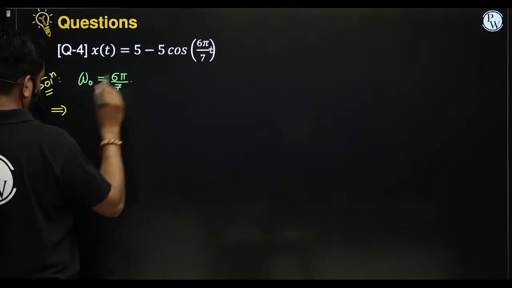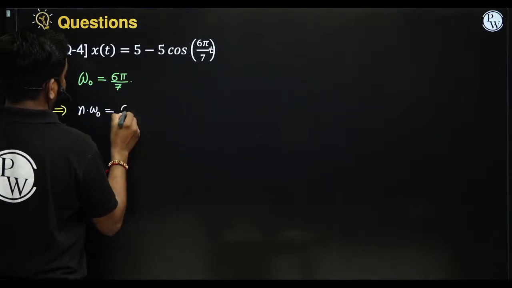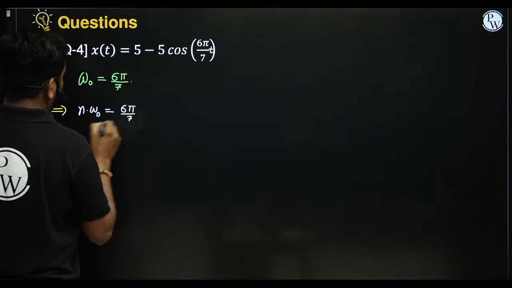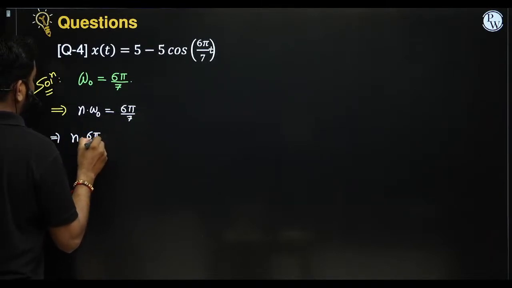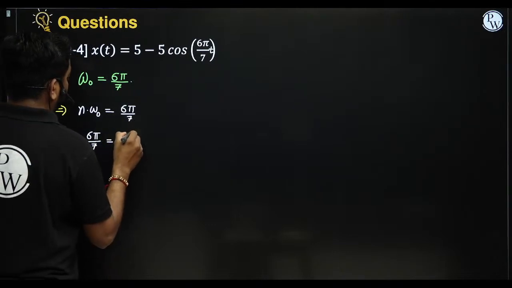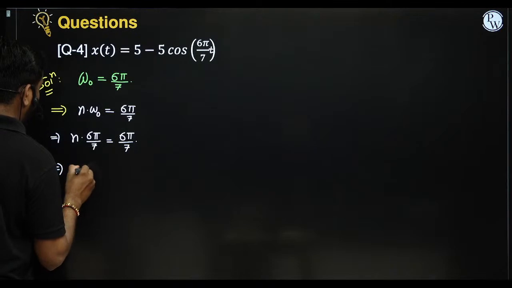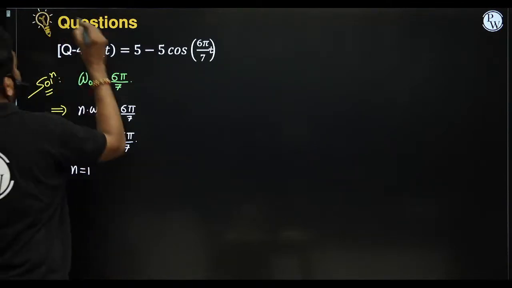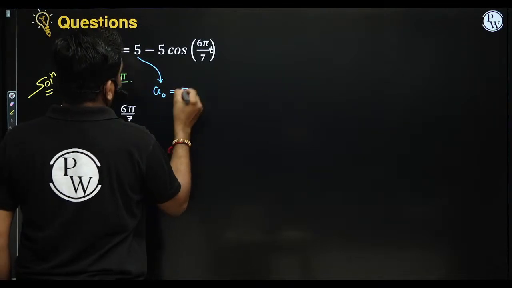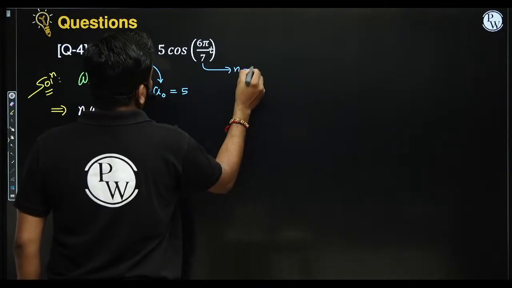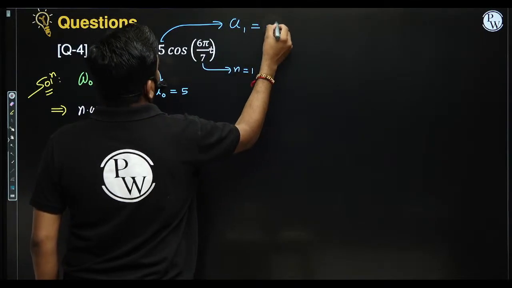So n omega 0 is equal to this frequency, 6 pi by 7. So the value of n will be 1, guys. Of course, 6 pi by 7 equals 6 pi by 7. So the value of n is equal to 1. And this is the DC, guys. This is DC A0, correct? So A0 equal to 5, and here n equal to 1. The corresponding coefficient A1, guys, because cos, so minus 5.